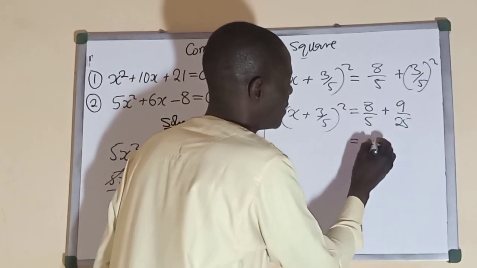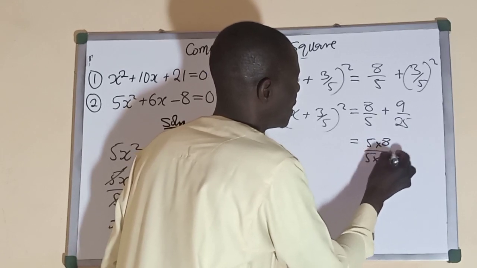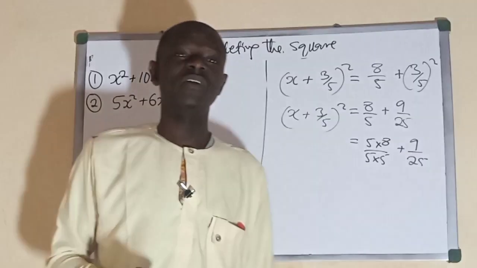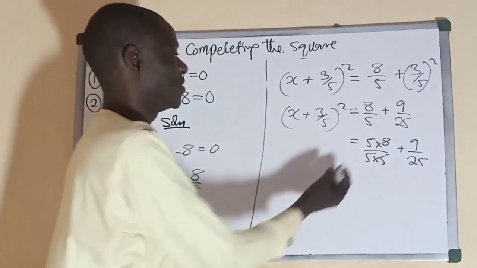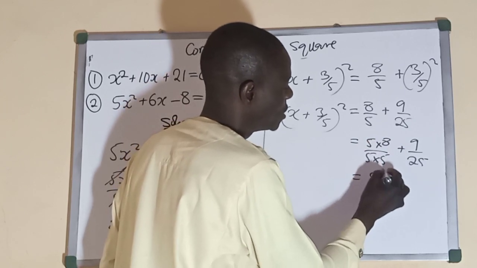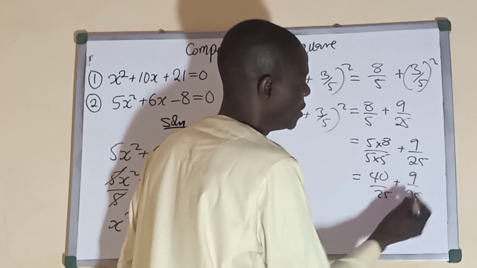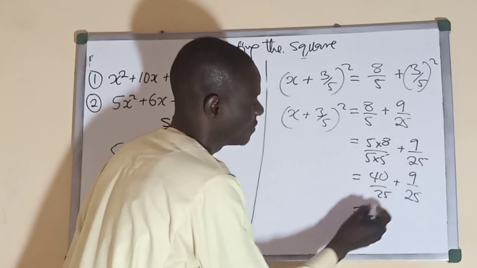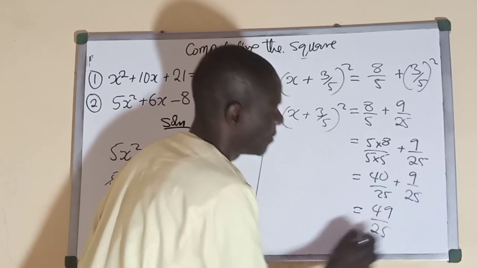So the next thing, we have to also simplify this again. So here let us multiply by what? 5 times 8 all over 5 times 5 plus 9 all over 25. We do not commit any offense here. We just multiply with 1, because 5 all over 5 is 1. So this is the same as 5 times 8 will give us 40 divided by 25 plus 9 all over 25. We try to have the same denominator here. So here we have 40 plus 9 will give us 49 all over 25. I hope you are following.